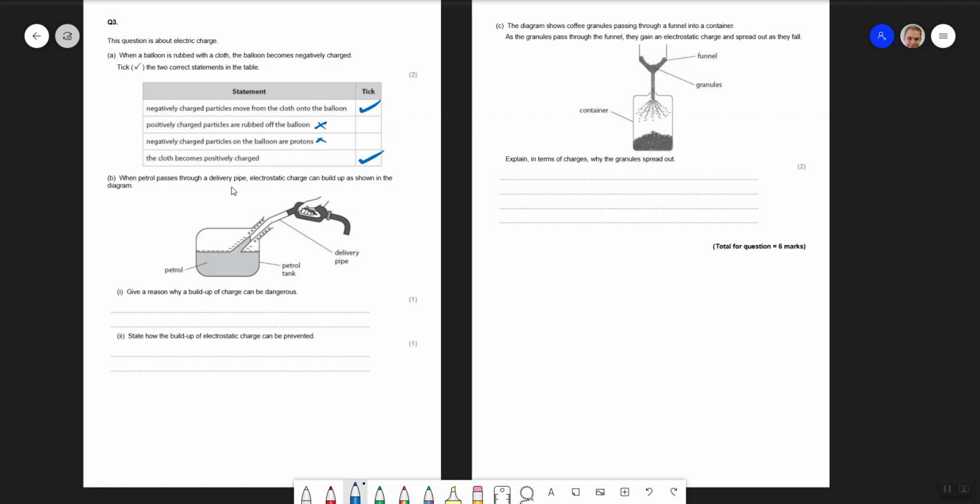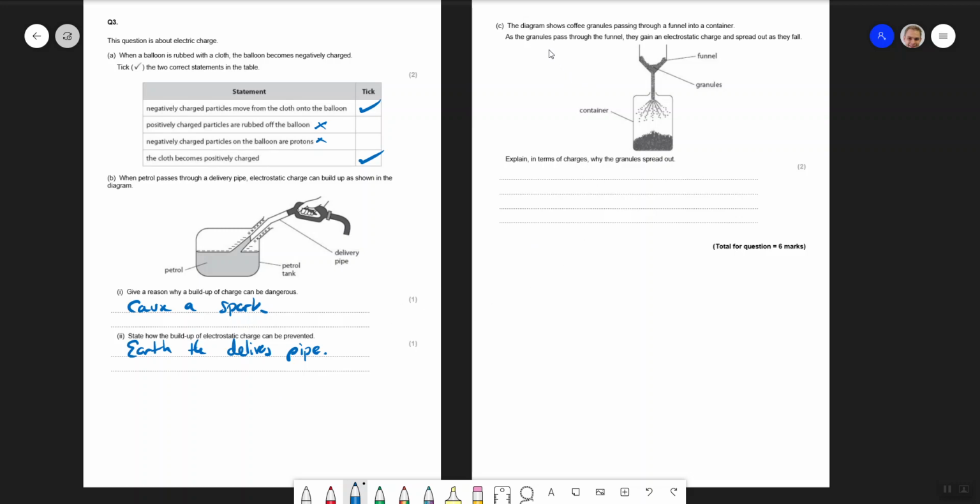When petrol passes through a delivery pipe, electrostatic charge can build up as shown in the diagram. Give a reason why build-up of charge can be dangerous. Well, it can cause a spark. State how the build-up can be removed or prevented. We can earth the delivery pipe. That's what we need to do.